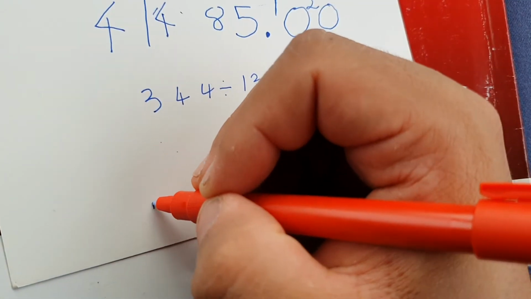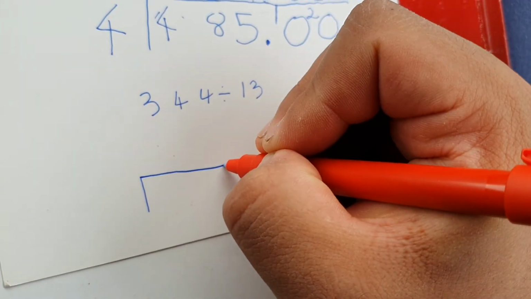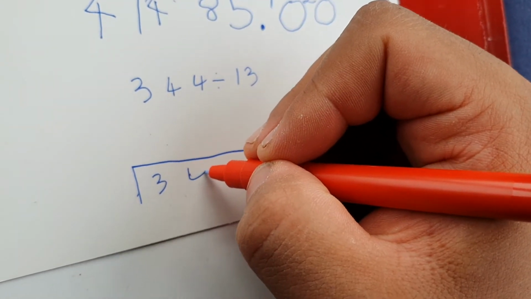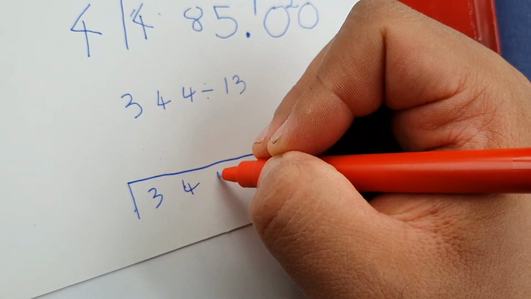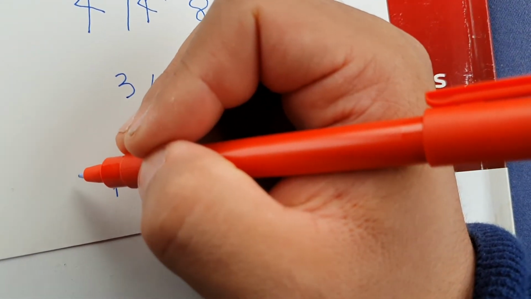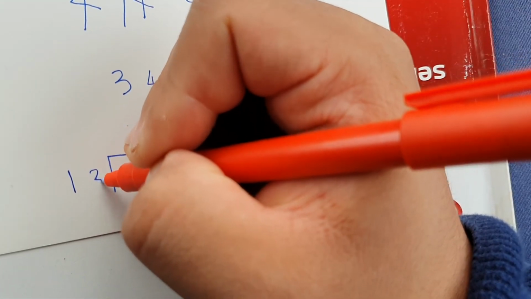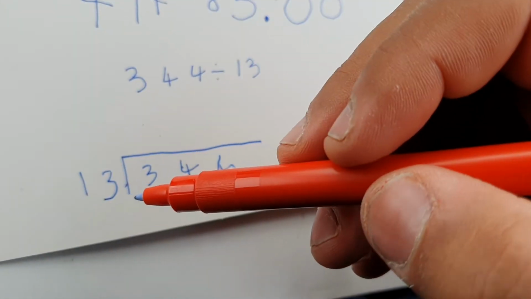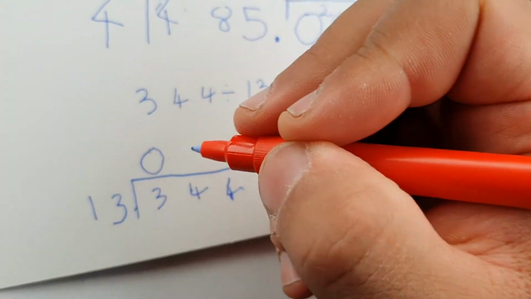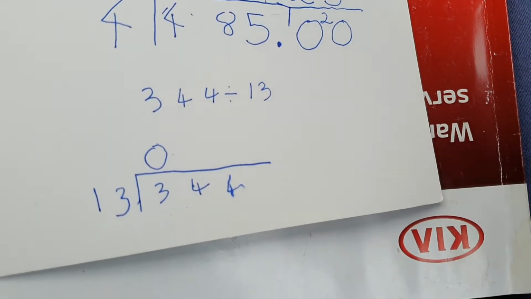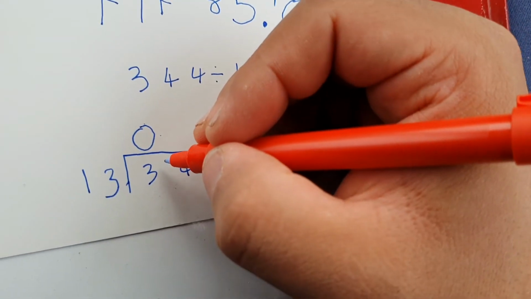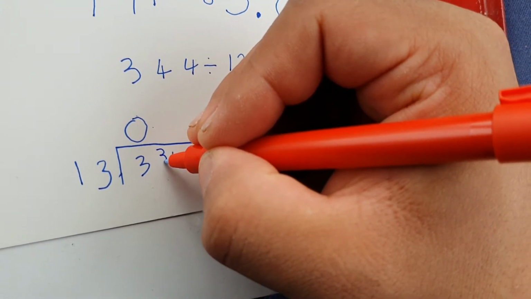So, once again, I'm going to put my bus stop in. 344 is what I want to share out. So I'm going to say, this is what I want to divide out, 344, and I want to divide that by 13. So, 13 into 3, that is going to go 0. Because if I have 3 sweets, I cannot make any groups of 13, so it'll go 0 times. But I've still got those 3 sweets, so my remainder will be 3.